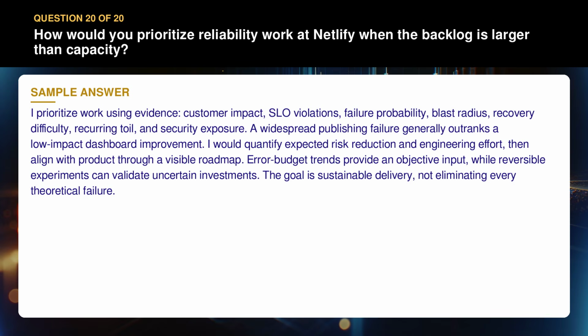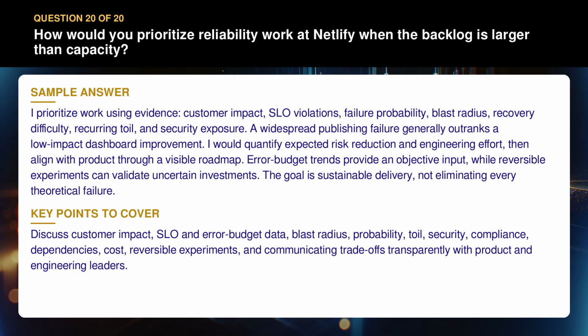I would quantify expected risk reduction and engineering effort, then align with product through a visible roadmap. Error budget trends provide an objective input, while reversible experiments can validate uncertain investments. The goal is sustainable delivery, not eliminating every theoretical failure. Discuss customer impact, SLO and error budget data, blast radius, probability, toil, security, compliance, dependencies, cost, reversible experiments, and communicating trade-offs transparently with product and engineering leaders.